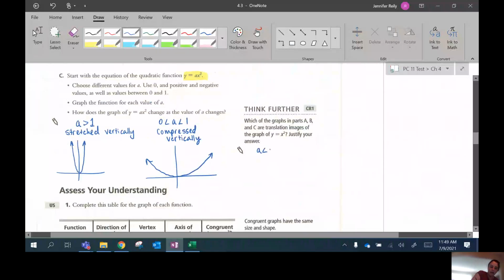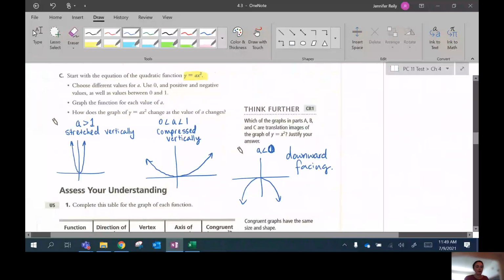And then if a is less than 0, negative, you're going to have a downward facing parabola. And the stretching and compressing will just depend on the value of a.